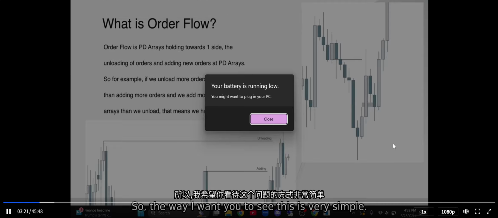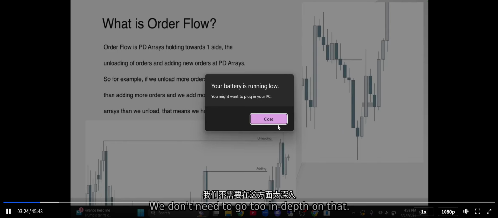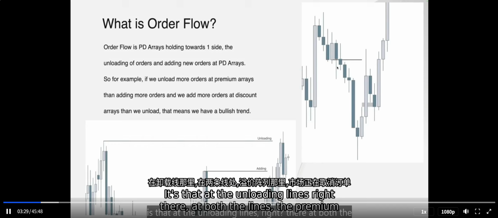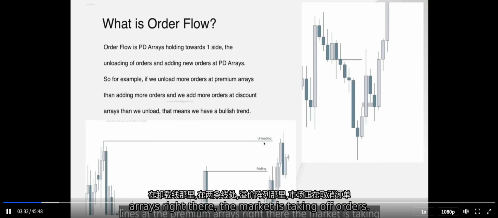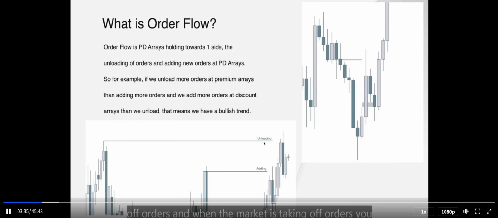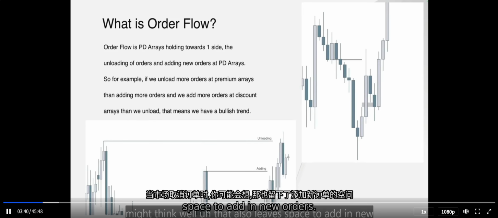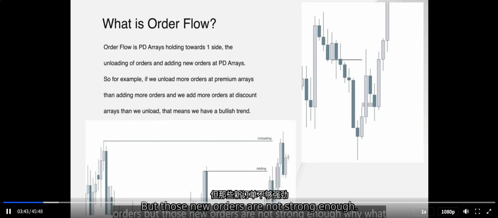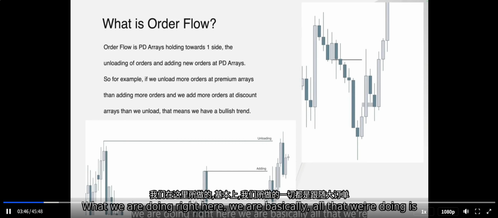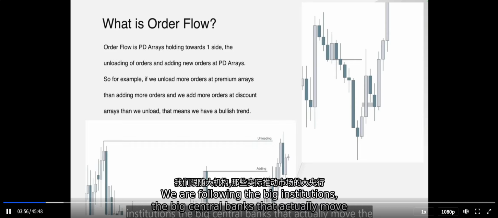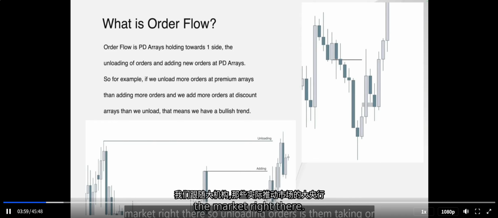The way I want you to see this is very simple. We don't need to go too in depth on that. It's just to have the overall logic that at the unloading lines, at the premium arrays, the market is taking off orders. And when the market is taking off orders, you might think, well, that also leaves space to add in new orders. But those new orders are not strong enough. Why? All that we're doing is following big orders. We're following the big guys, let's put it that way. We are following the big institutions, the big central banks that actually move the market.